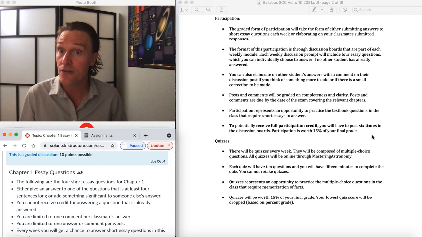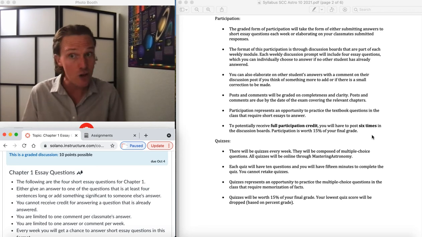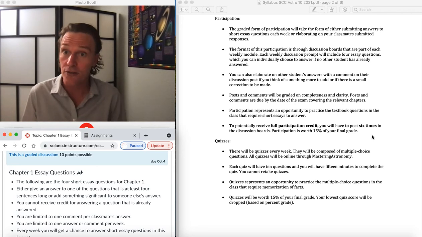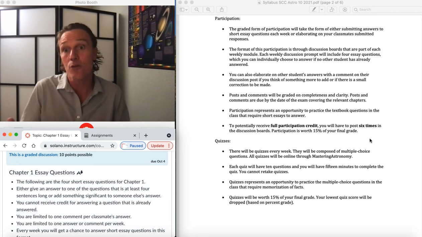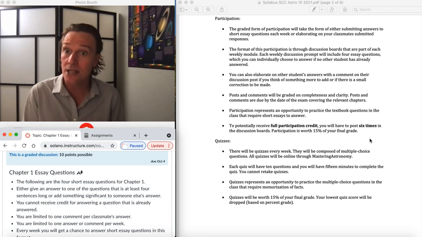Participation is worth 15% of your final grade, so pretty significant. Less than homework, but still a good chunk of your grade, just under a fifth of your overall letter grade in this class. So 6 times, well, we have 17 weeks. That means you could really take 10 or 11 weeks off and post the rest of the time. But we don't have that many modules, because we have a couple of modules that spread over 2 weeks. But the point is that you only have to post a total of 6 times.